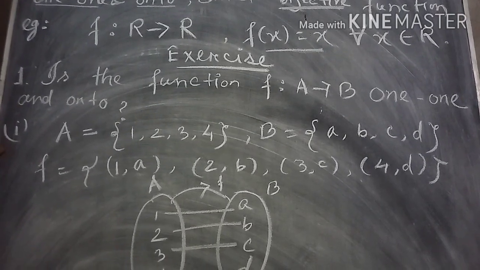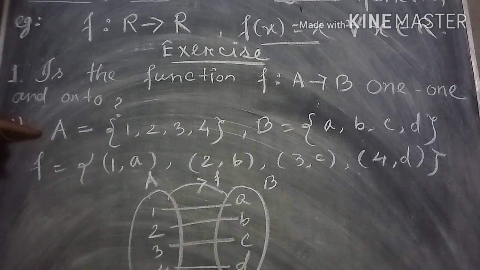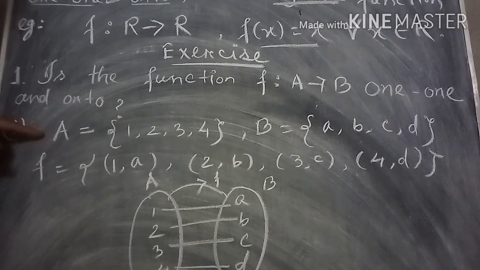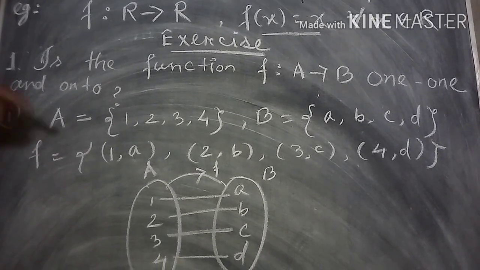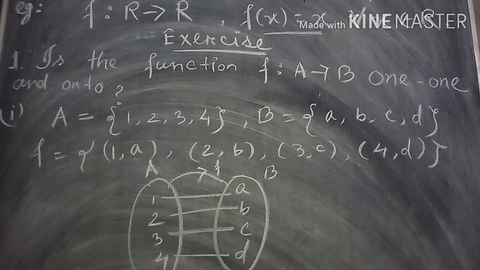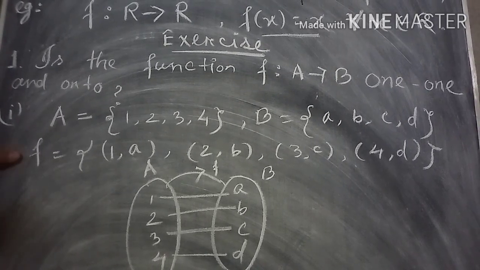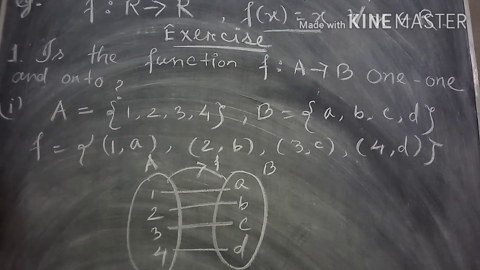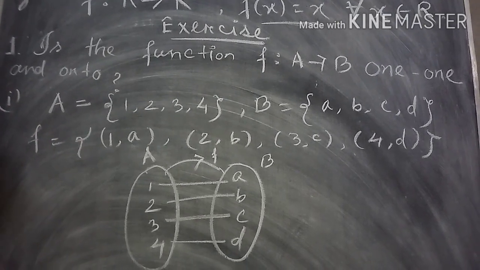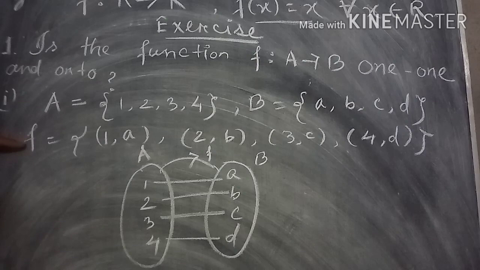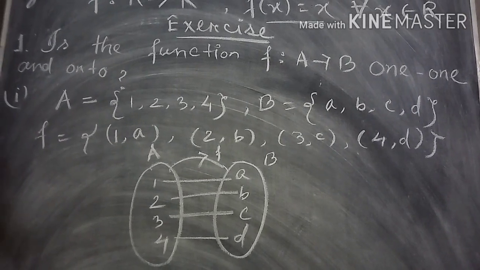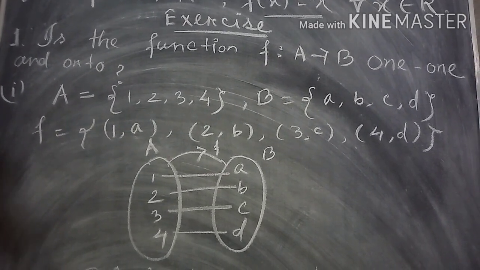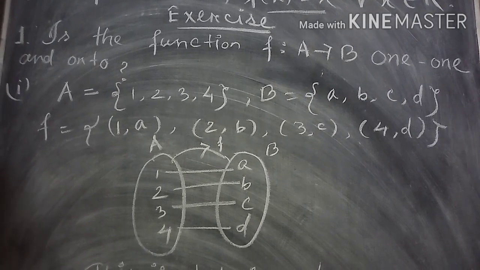Number 1, so there are given two sets A and B, A equal to 1, 2, 3, 4 and B equal to a, b, c, d, and the function is 1 to a, 2 to b, 3 to c, 4 to d. So we need to check whether this function is 1-1 or onto. For that, there is a very easy process.